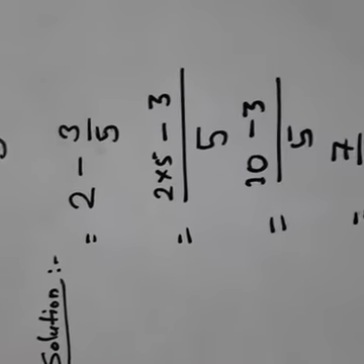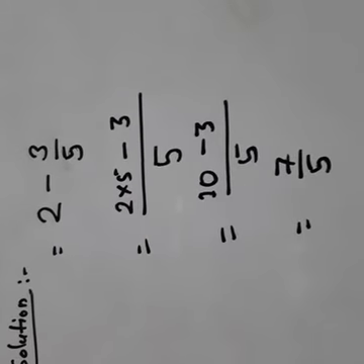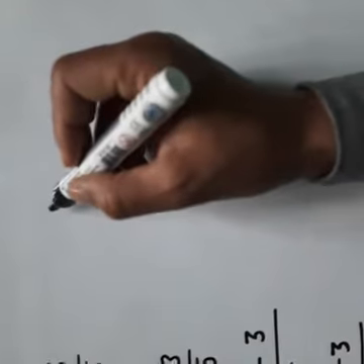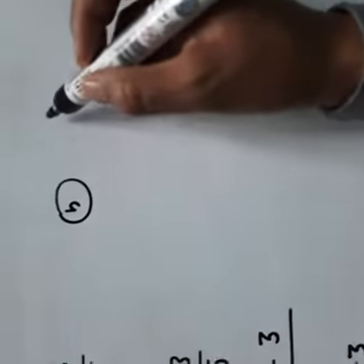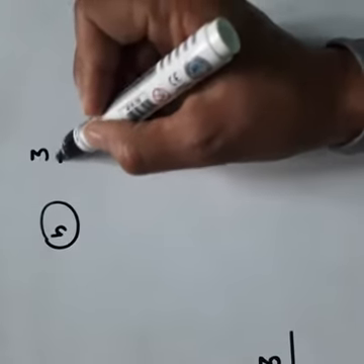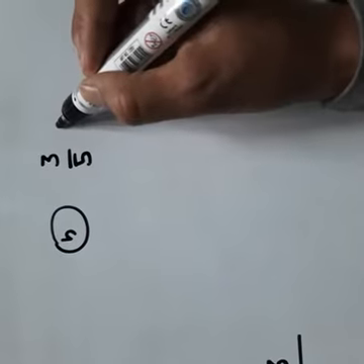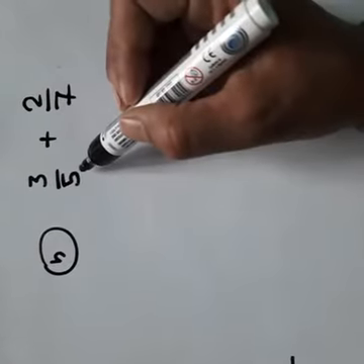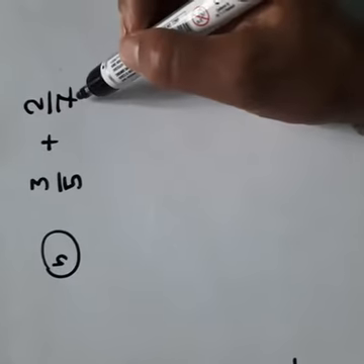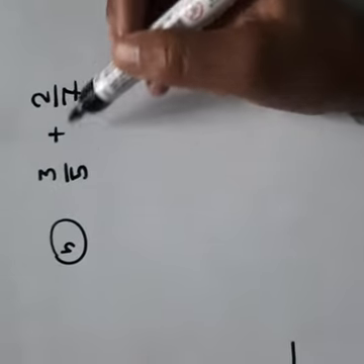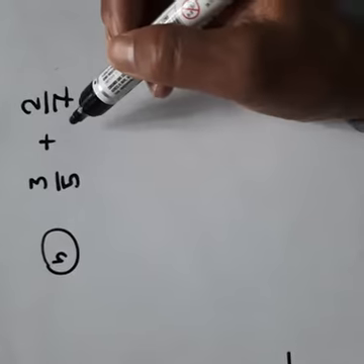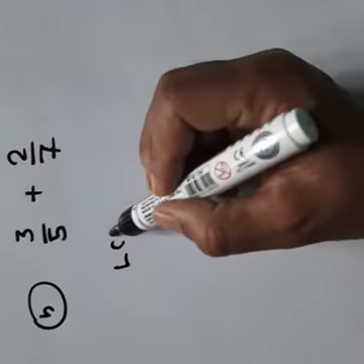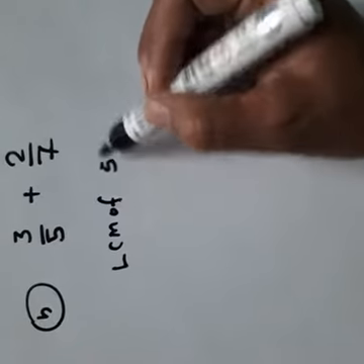We can also solve students by taking LCM. So I am taking another example for you. 3 upon 5 plus 2 upon 7. This time students, both the denominators are given. Here the denominator is 5, here the denominator is 7. So whenever the denominators are not equal, first of all students, we take the LCM. So LCM of 5 and 7.